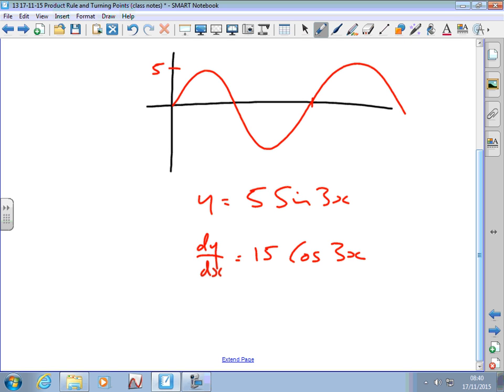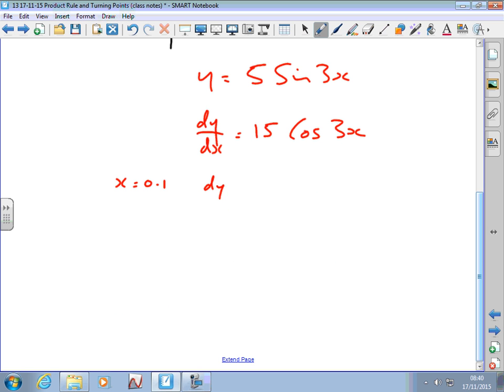Now, I'm told that when x equals 0.1, what's the differential? What is the gradient? What is the rate of change? It's 15 cosine of 3 times 0.1, which is 0.3. So I key that into my calculator, and out comes the answer. Which is, Robbie, with your new calculator? Showing the answer is 14.99. 14.99. Agreement there?